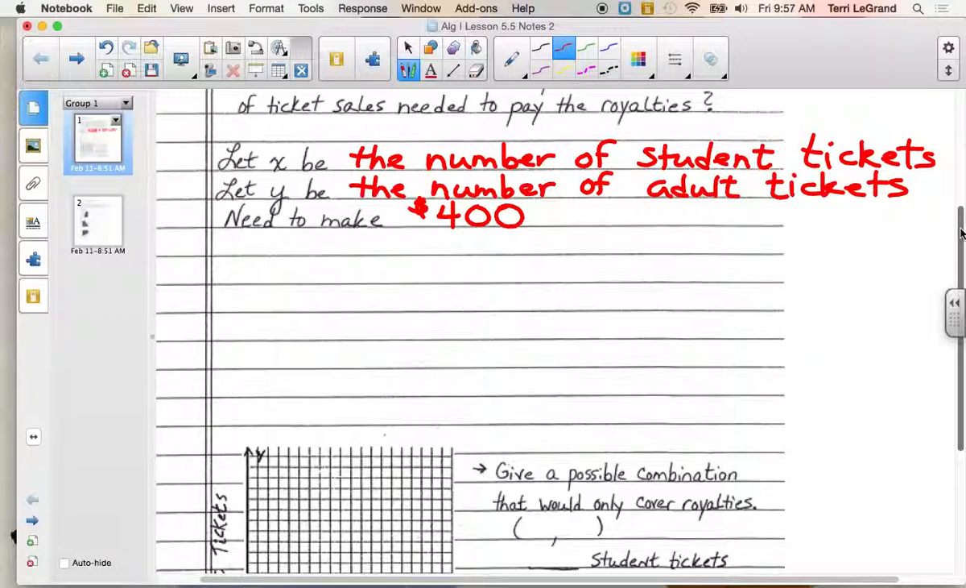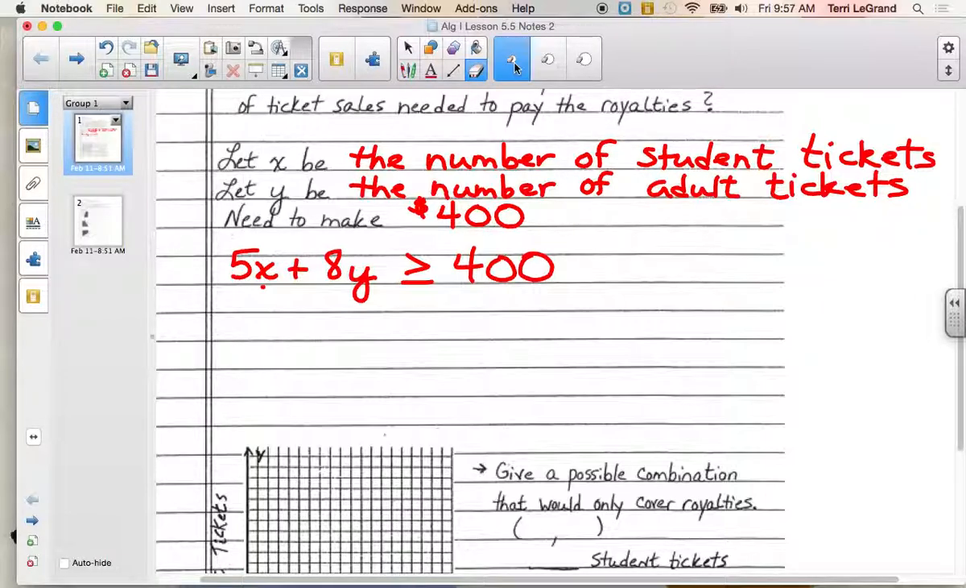Anybody think they would have an idea of what linear inequality we could set up? 5x plus 8y is greater than or equal to 400. Okay. So $5 for every student ticket. So how much money would be taken in student tickets would come from multiplying X by 5. That would say, okay, here's how many dollars you take in with student tickets. And then plus the 8 times the number of adult tickets, because the adult tickets are $8 a piece. We don't know how many we're going to sell.